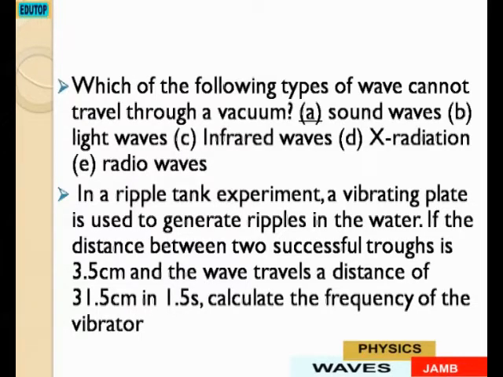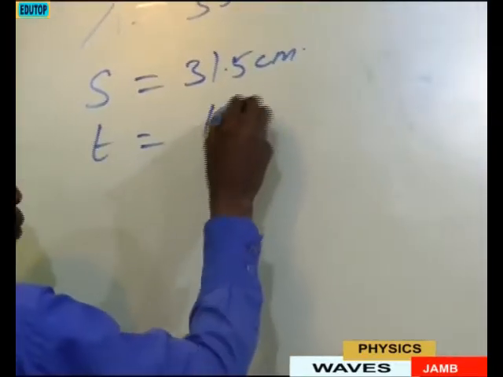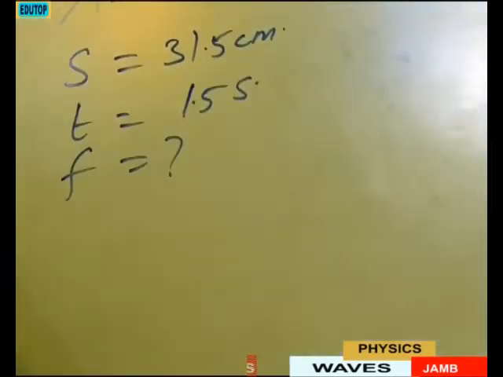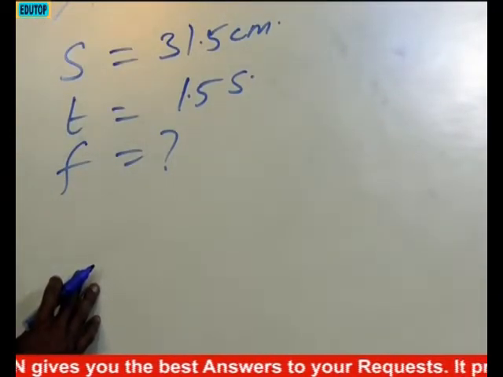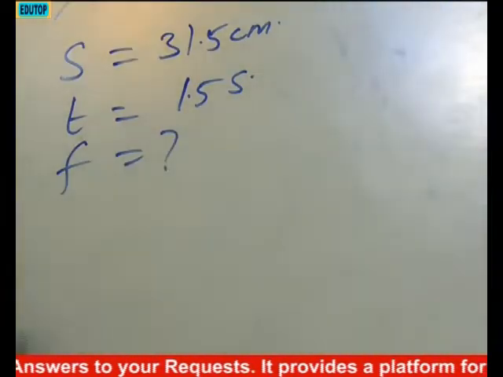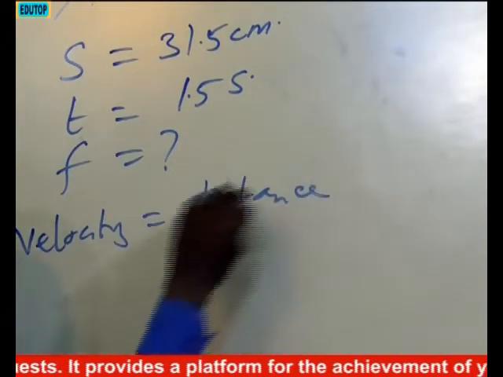Okay, so the wavelength there is 3.5 centimeters. If the wave travels a distance x, which is equal to 31.5 centimeters, in a time of 1.5 seconds, we should calculate the frequency. Before we can get frequency, we are given wavelength. There is one more thing we need: velocity. But you remember that velocity is equal to distance over time.